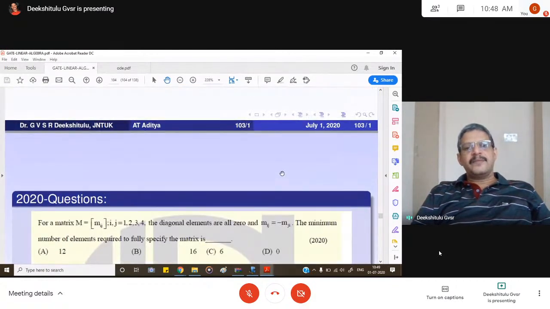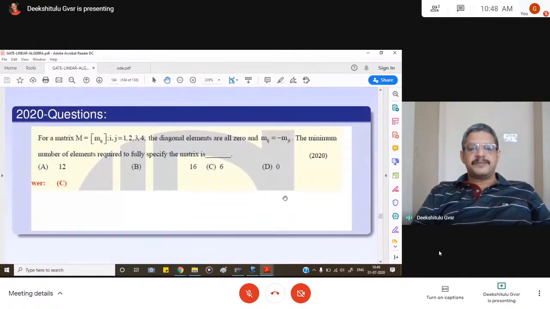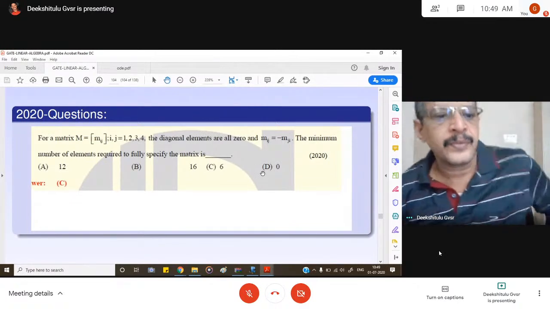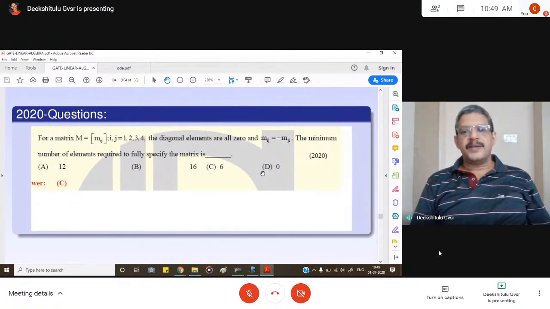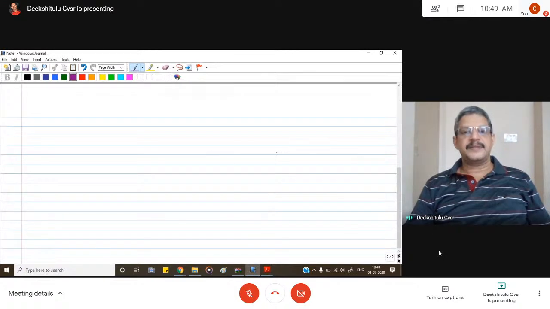So we have then some GATE questions, how they are asking the GATE questions. So Mij, diagonal elements are all 0. Mij is equal to minus Mij. That means the minimum number of elements required are this.